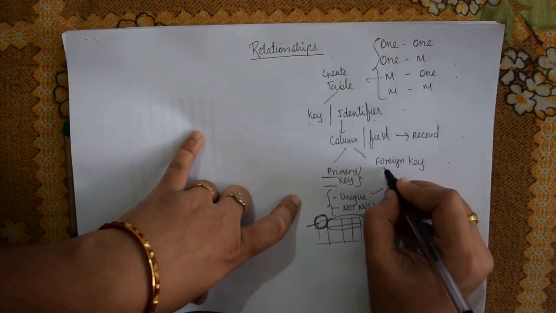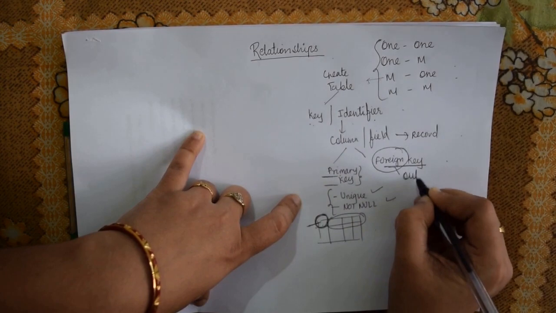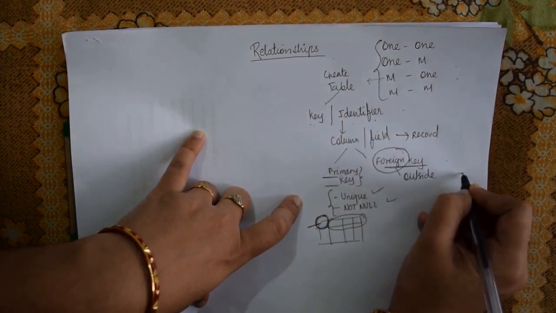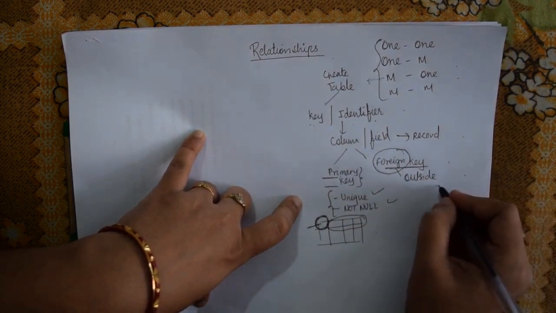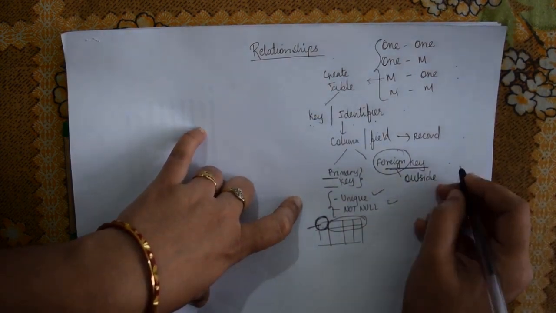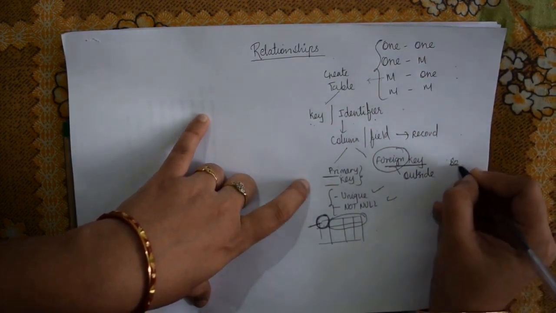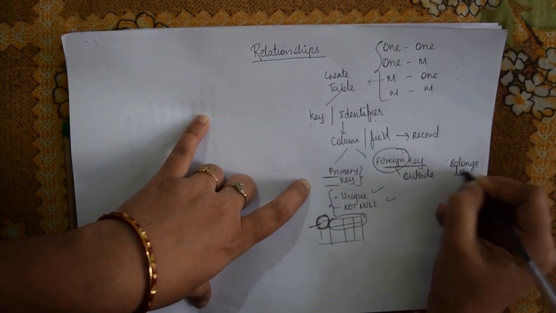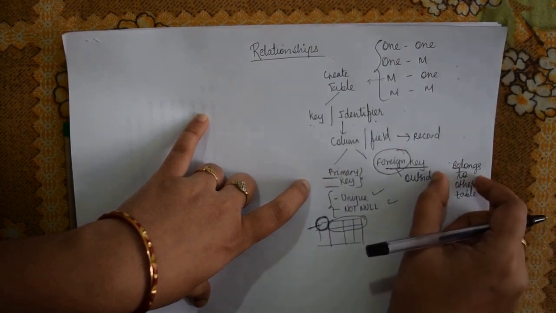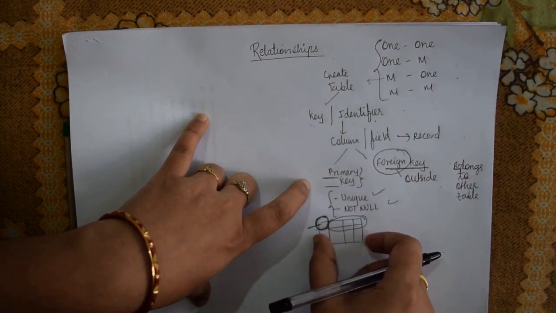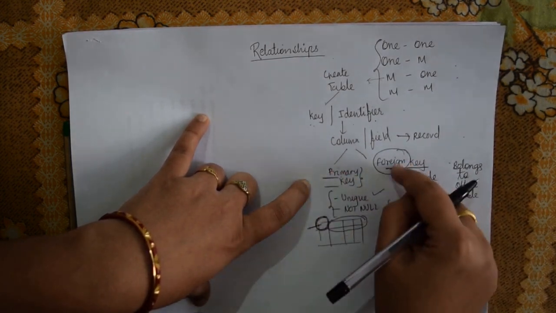Now foreign key. Foreign means what? Foreign is outside, correct? Outside of a place. For example, you have foreign students in your class, correct? Why are they called foreign students? Because they belong to some other country. In the same way, the key which belongs to some other table is called a foreign key, understood? A key which is not part of your current table, rather it comes from some other table, is called a foreign key.